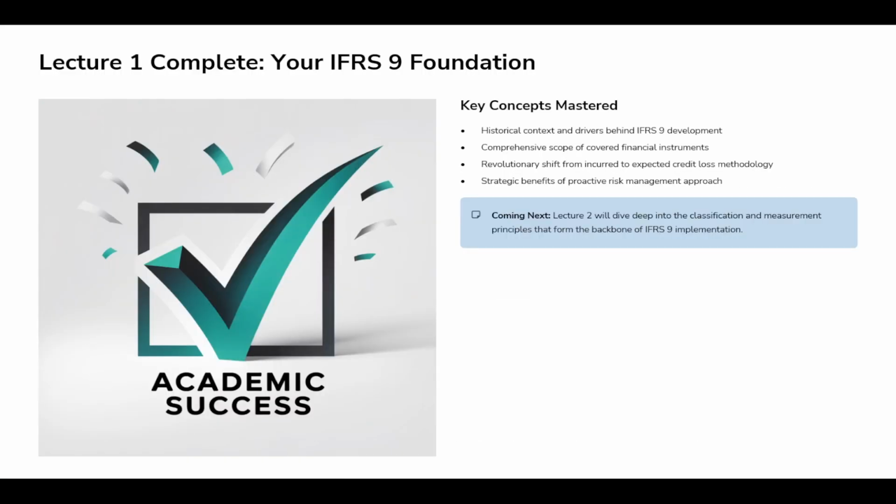To summarize, IFRS 9 represents a paradigm shift from reactive to proactive credit risk management. It aligns financial reporting with modern risk practices and enhances the resilience of the global financial system. In the next lecture, we'll dive into the core components of expected credit loss: probability of default, loss given default, and exposure at default.